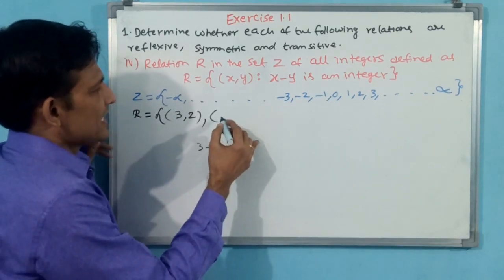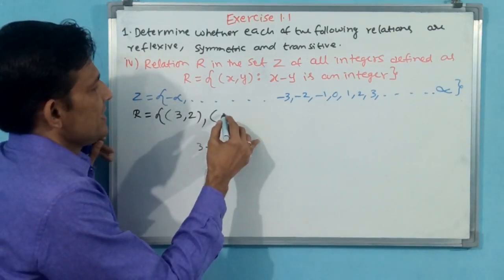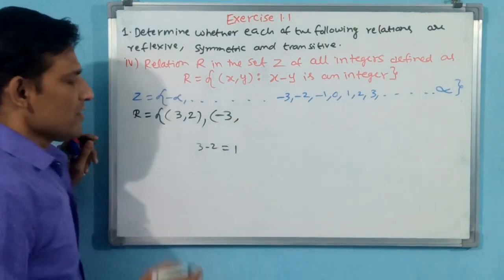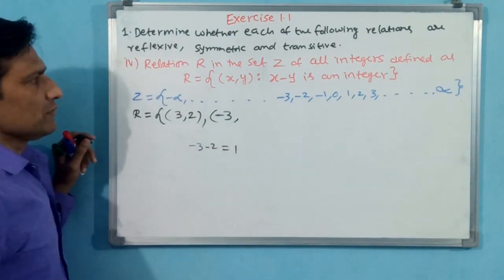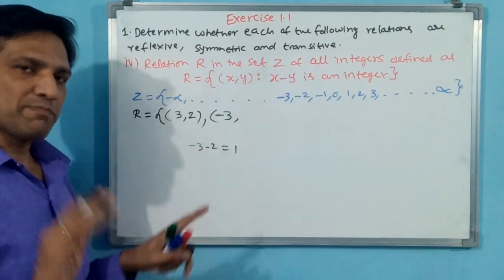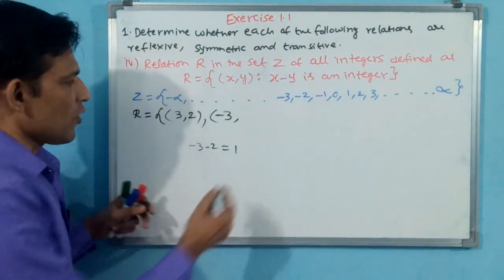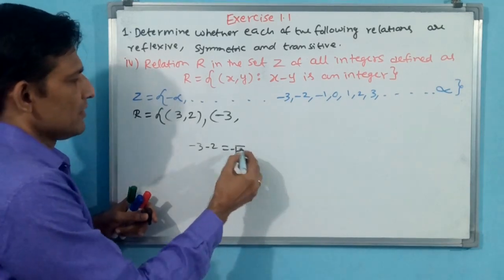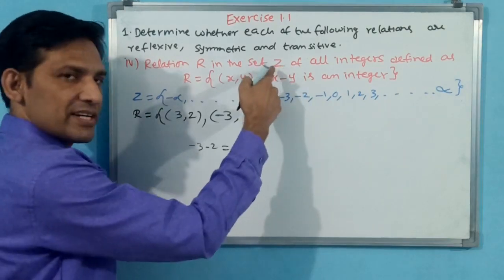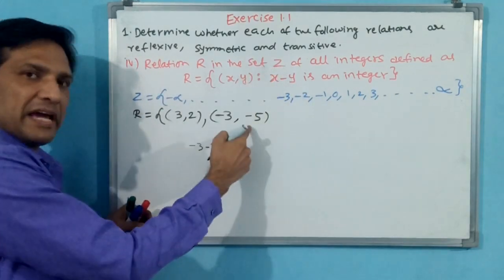Okay, this time I take say -3. -3 and 2, why? Because x minus y means -3 minus 2. 2 is plus only. -3 minus 2, how much will it come? It will come -5. Then I write -5. Is -5 in Z or not? Yes, it is there. That is why this is valid.